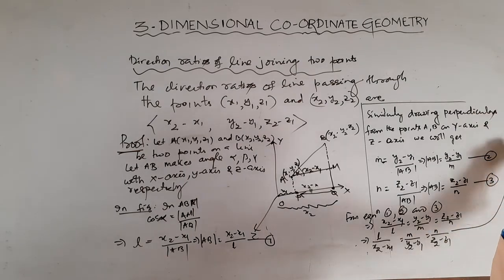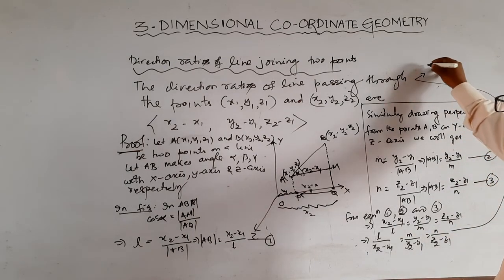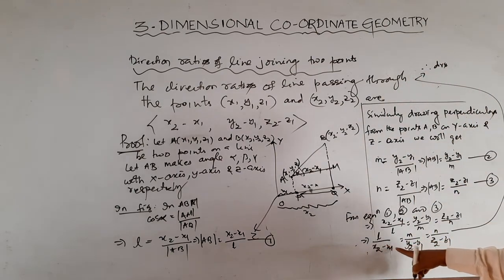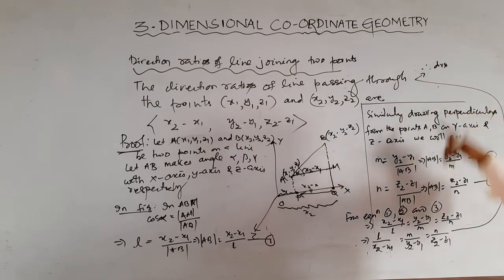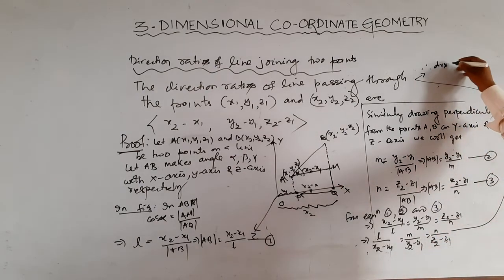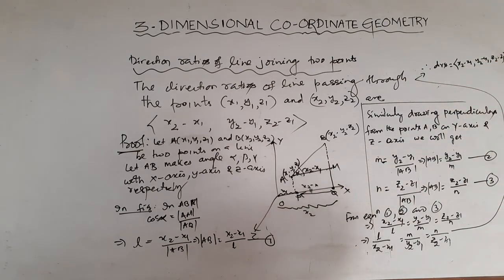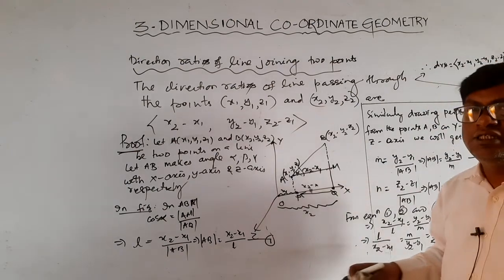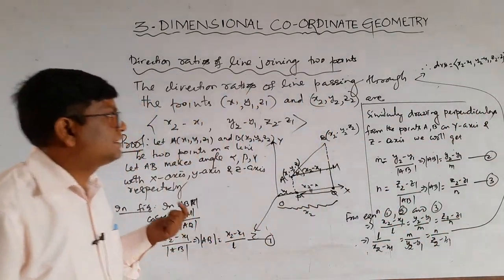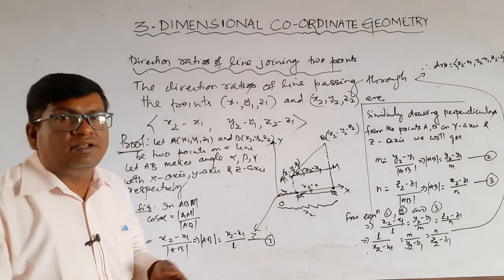Write this line after this line. So the DRs are x2 minus x1, y2 minus y1 and z2 minus z1. This is the formula to calculate the direction ratio of a line if 2 points are given.